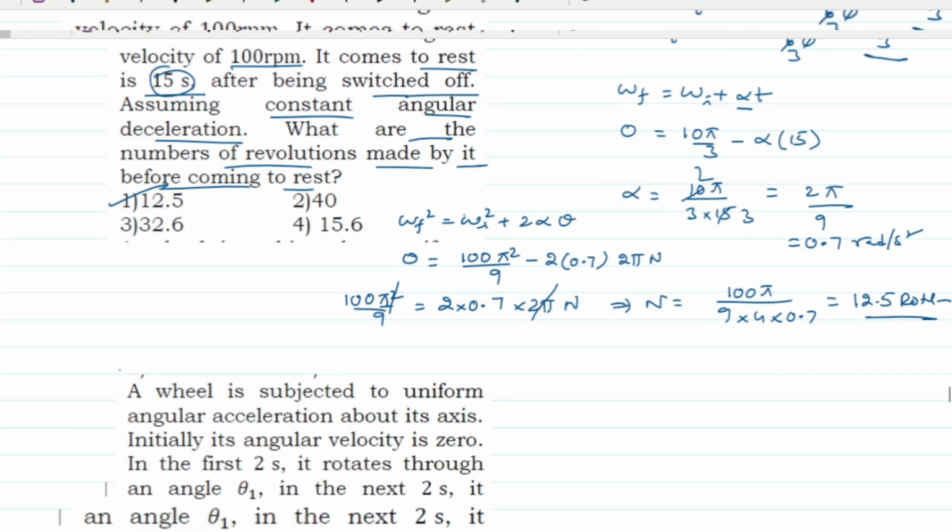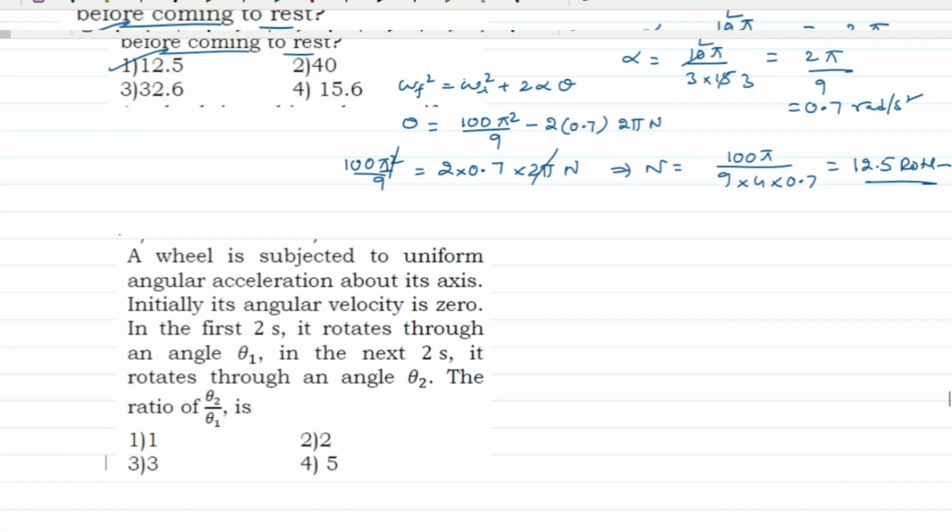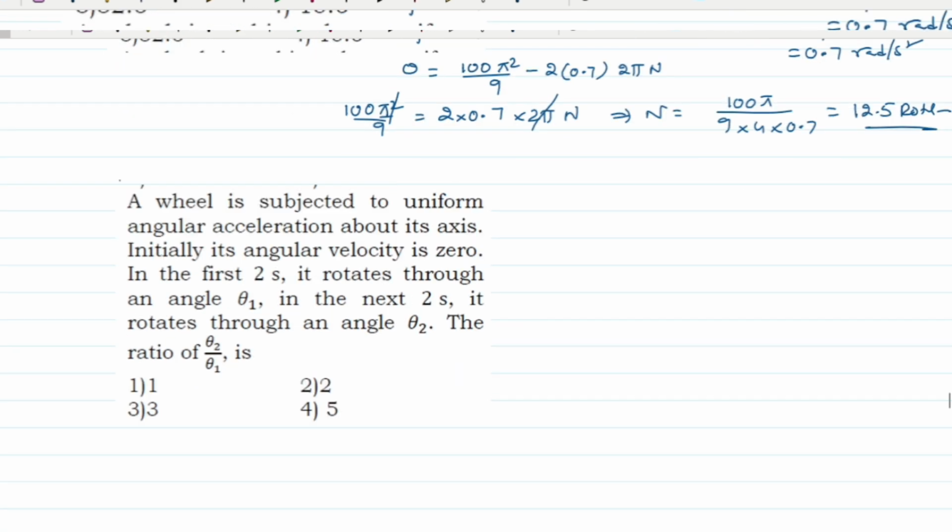Let us see the next question. The next question says a wheel is subjected to uniform angular acceleration about its axis. Initially its angular velocity is given as 0. In the first 2 seconds it rotates through an angle theta 1, and in the next 2 seconds it rotates through an angle theta 2. They are asking for the ratio of theta 2 by theta 1.